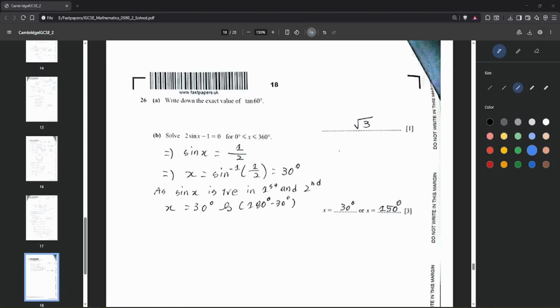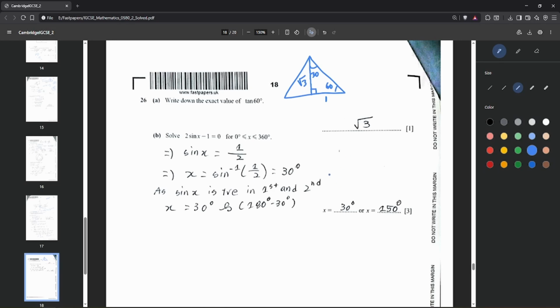Write down the exact value of tan 60. So we use the triangle once again, the equilateral triangle. We have 60 degrees in all angles, so let's break it down. This becomes 30 degrees, this is 60 degrees. Alright, we have found this value to be root 3 in the previous part, and this value to be 1. So tan 60 will be opposite by adjacent, which is root 3 by 1, which is equal to root 3.